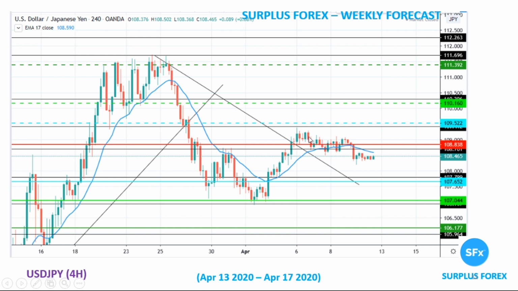On USD JPY 4-hour, you can see if it crosses 107.78, I'm keeping my entry at 107.65, first target at 107.04, and second target at 106.17. On the reverse side, if it crosses 109.50, I'm making my entry at 109.52, first target at 110.16, and second target at 111.39. That's for USD JPY.